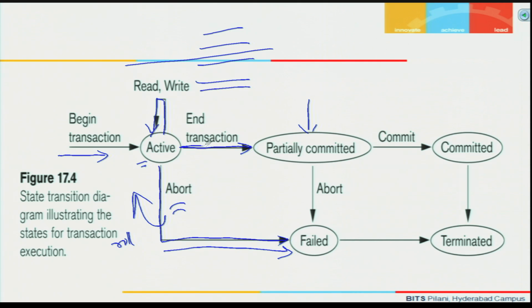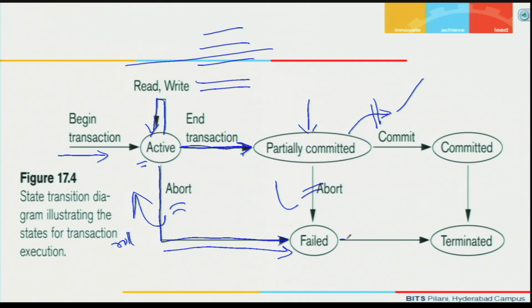Otherwise, if all the instructions are successfully completed, then it will go to the partially committed state, and here it will try to write the changes permanently to the database. At the time of writing these changes to the database, there can be a problem, an abnormality, and then it aborts. That means it is going to fail, and when abortion occurs, all the computations or modifications done by this transaction are removed, that is nullified, and it will go to the failed state.